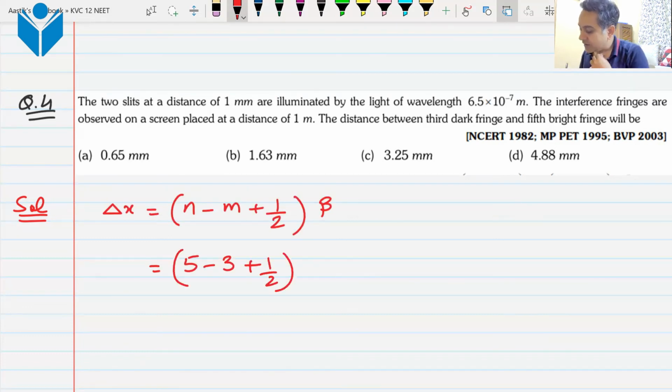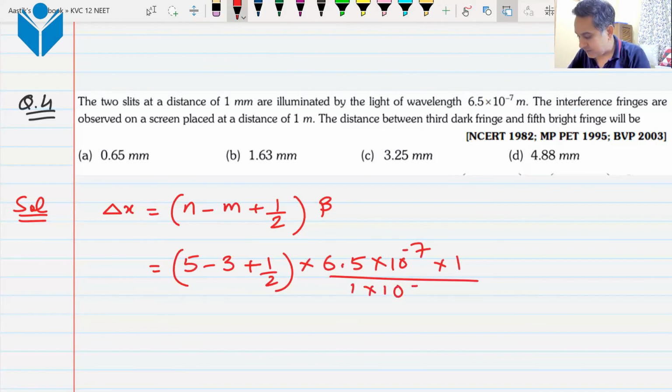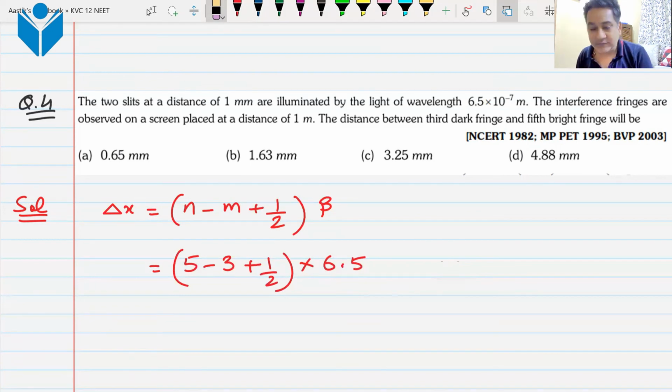To find the value of beta, you multiply by 6.5 into 10 raised to the power minus 7, that is your lambda, into 1 divided by your distance, which was 1 mm, 1 into 10 raised to the power minus 3. As you can see, I wasted a lot of time and energy in writing things that were not useful. This was not required at all. So what I needed to do was 5 minus 3 is 2. 2 plus half is 5 by 2.